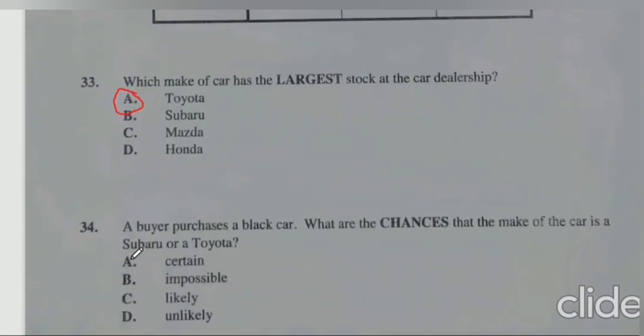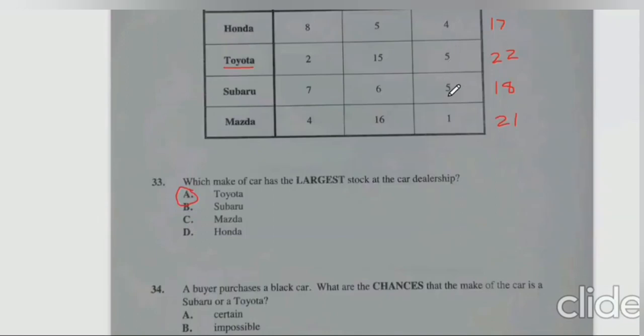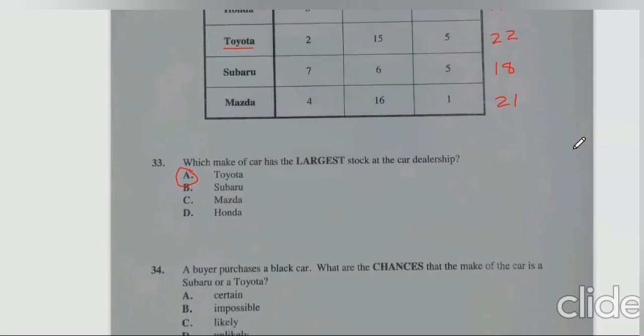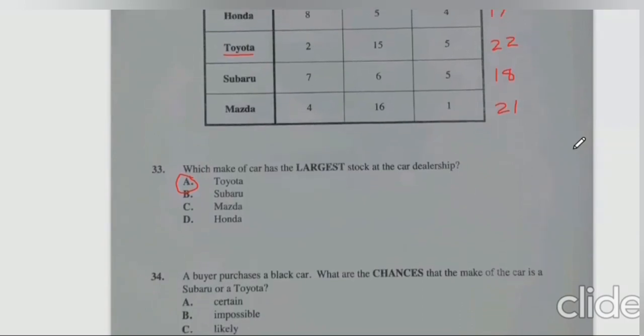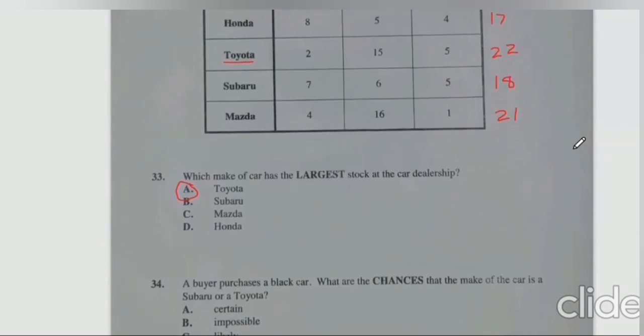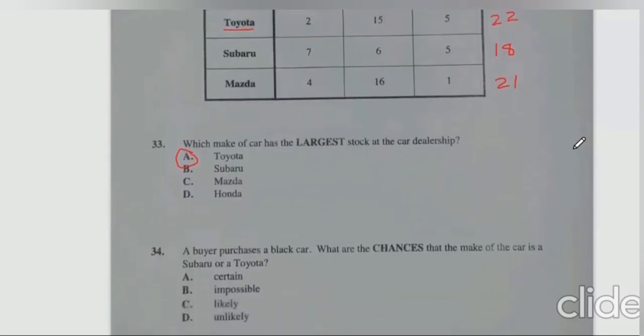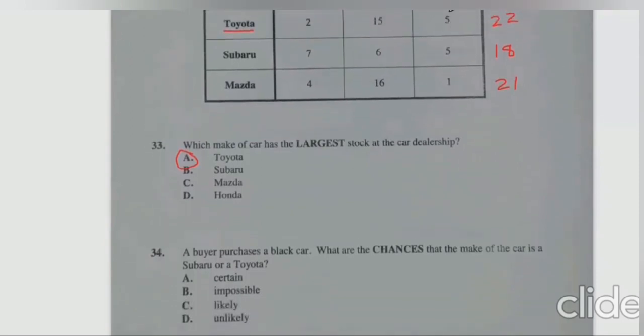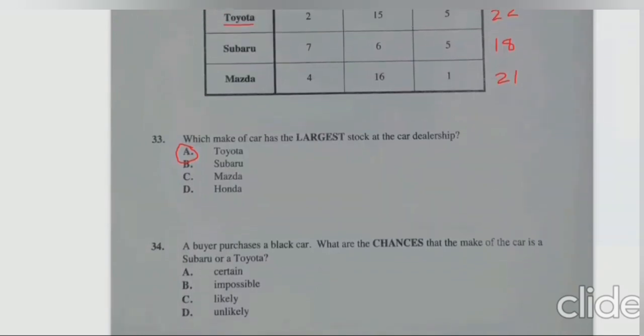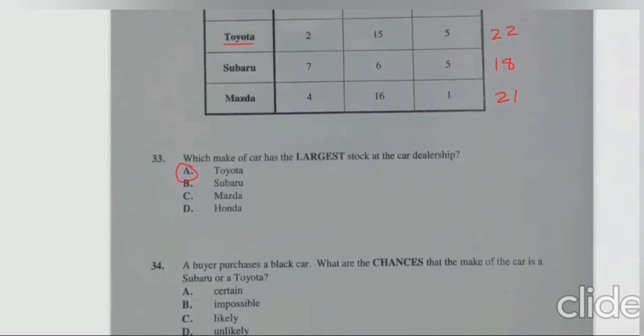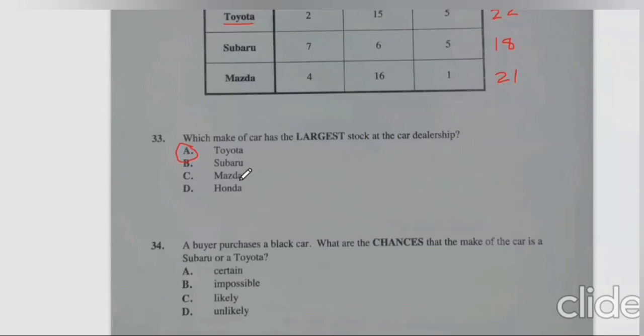It says a buyer purchases a black car. What are the chances that the make of the car is a Subaru or a Toyota? Here we have the Subaru and the Toyota. They have the same number of black cars. So what are the chances that the buyer may purchase a black car? Clearly we have more Toyota and more Subaru than the others. So what is the likelihood? I would say it's very likely that they choose a Toyota or a Subaru. So the correct answer here would be likely.